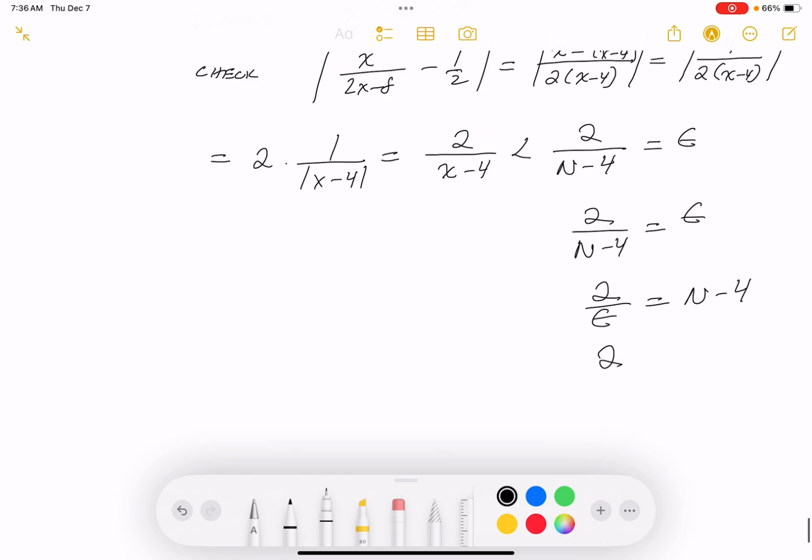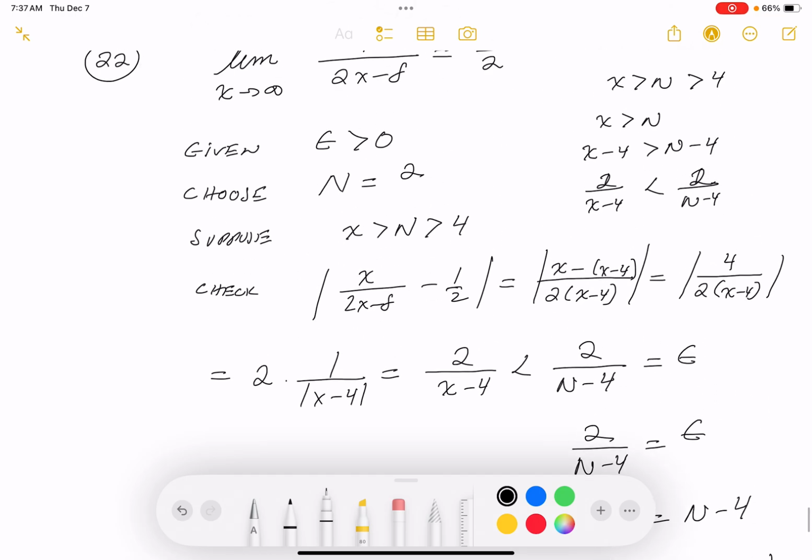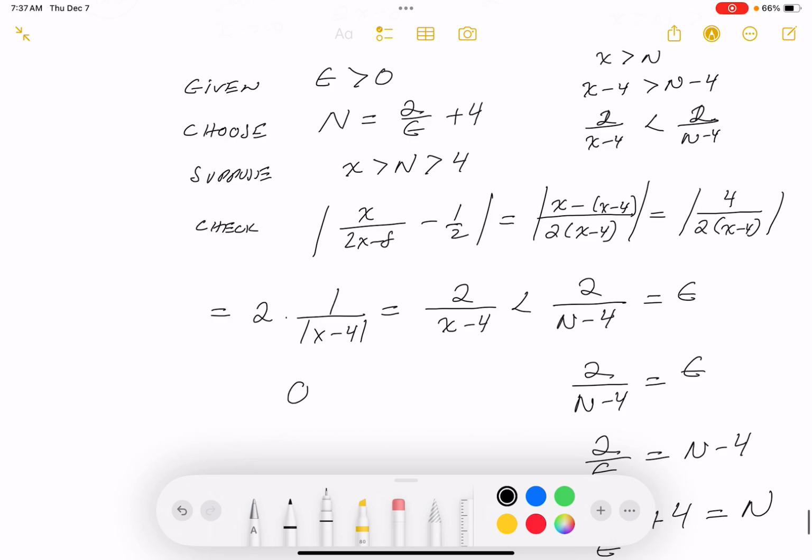And then I'm going to say 2 over epsilon, I'm sorry, I went too quick there. Plus 4 is going to equal N. So let's put this up here. I'm going to put 2 over epsilon plus 4. And we are now done. We did our proof, by the way. So QED.